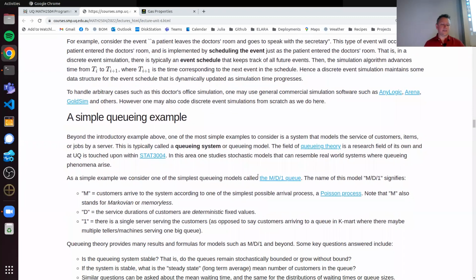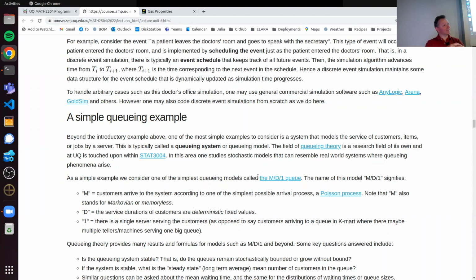So, for example, consider a patient leaving a room and then going to speak to the secretary. This is a type of event that would be scheduled when the person enters the doctor's surgery, the doctor's room. You'd figure out how long they're there, and then you'd schedule the event for them leaving. And when they're leaving, that event is going to update the state. They're going to subtract one from the number of people seeing the doctor, right? And maybe someone else will come see the doctor as part of that event.